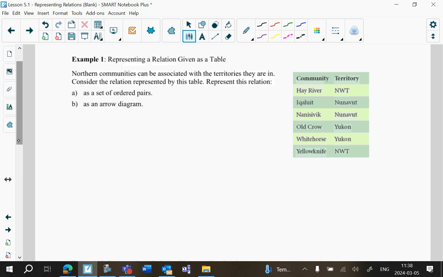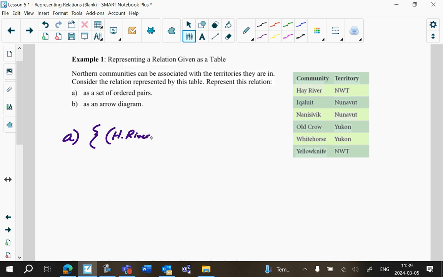Okay. And what's the relation? Northern communities here and the territories that they belong to. That's the rule. So that's the relation. So we want to do it as a set of ordered pairs. Well, all you have to do from the table is take each one and put it in a set of parentheses with braces at the front and back. So we'll just do a little bit of shorthand to save ourselves some writing.